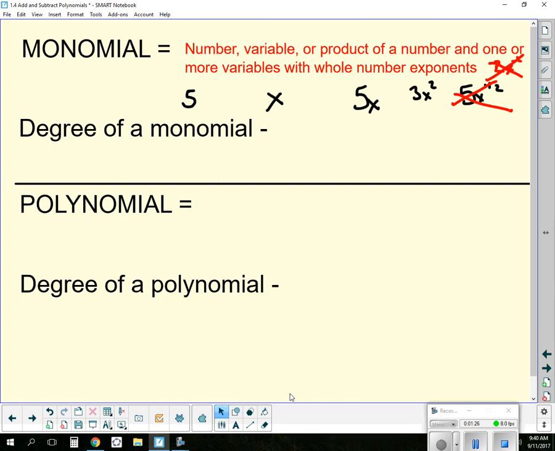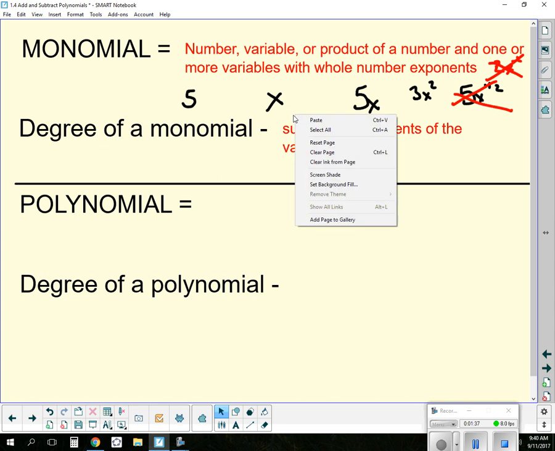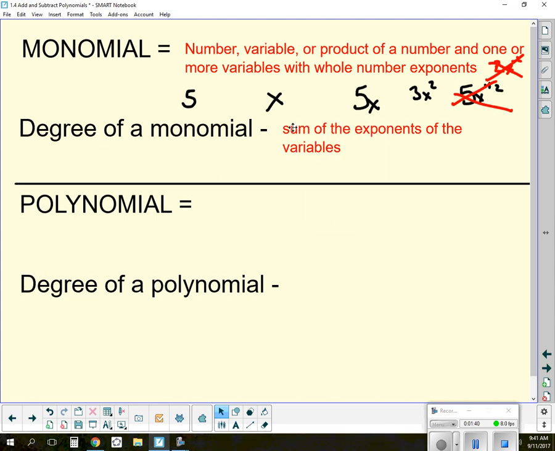Okay, so then we have degree of a monomial. It is the sum of the exponents of the variables. And we remember that sum means addition. Okay, so we are adding up the exponents on any one variable, or any of the variables. So if you look here, this would be an invisible 1, so the degree of this monomial is 1. Same thing here, it would be 1. 3x squared, the exponent is 2.